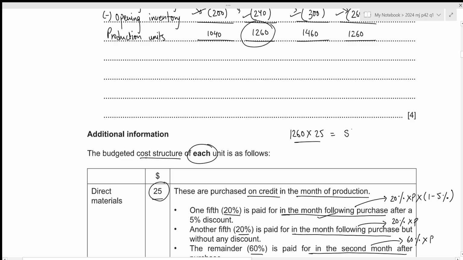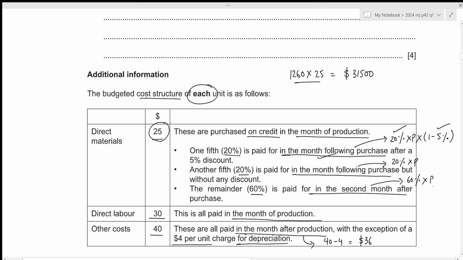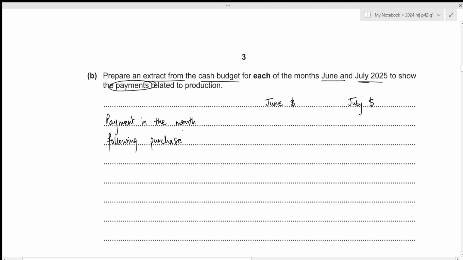So this gives us a total of 31,500, out of which we will only be paying 20% after allowing a 5% discount in the month following purchase. Let's write it down. And this is with discount. So the total amount was 31,500. We're only paying 20%, and that is after allowing a 5% discount. Now this results in the value of 5,985.